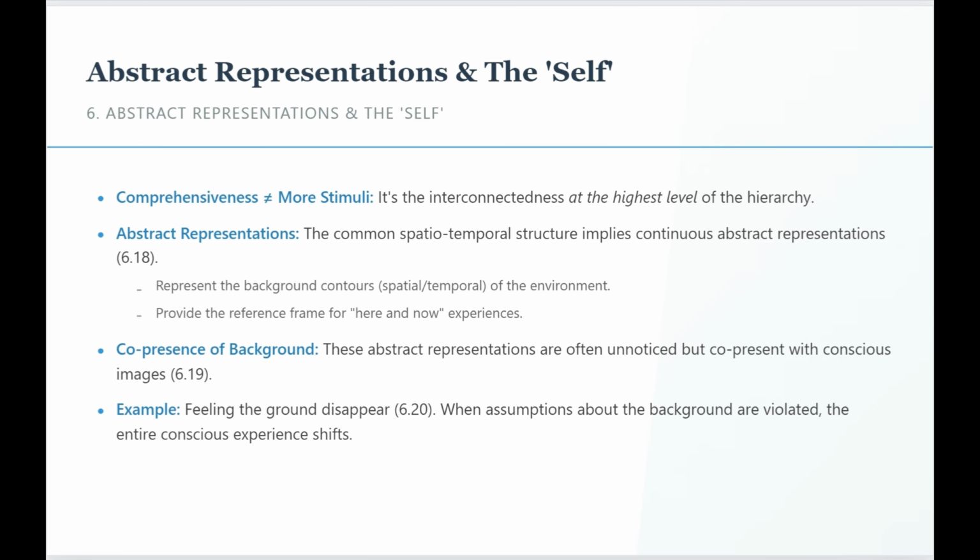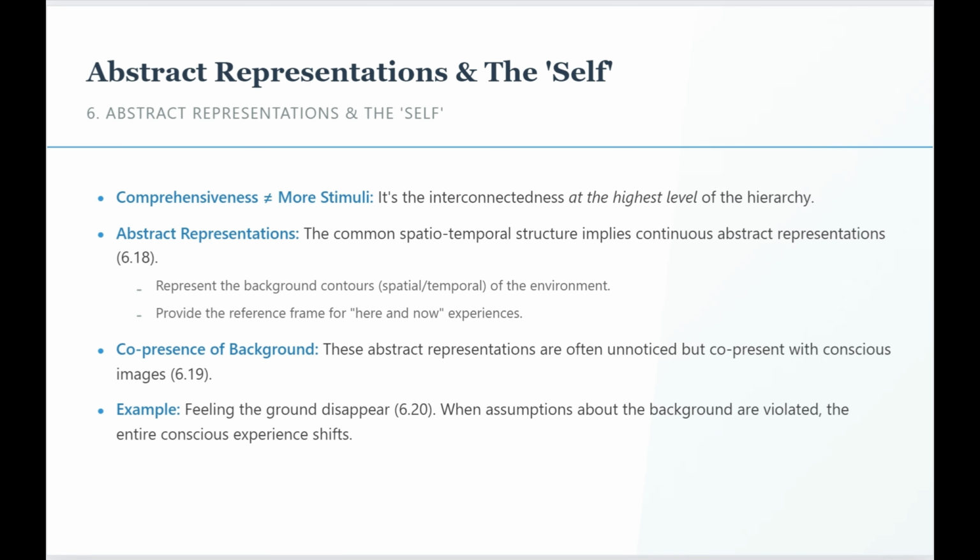Now, this comprehensiveness doesn't mean every tiny sensory signal automatically bubbles up to the conscious level. It's more about the top level of the hierarchy being incredibly interconnected, acting as a central hub. Many things connect through this hub. Because of this unified spatio-temporal structure, we constantly maintain abstract representations of the background, the overall spatial and temporal layout of our environment. Think of it as the invisible stage upon which the spotlight of consciousness shines. These background representations are usually taken for granted, but they're always there, co-present with whatever we're consciously focused on.